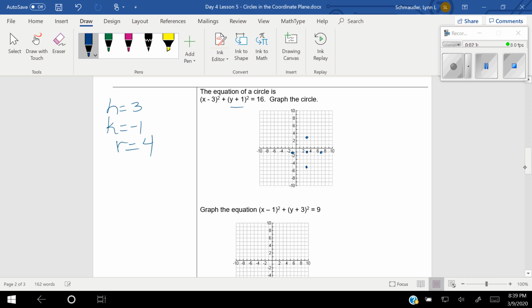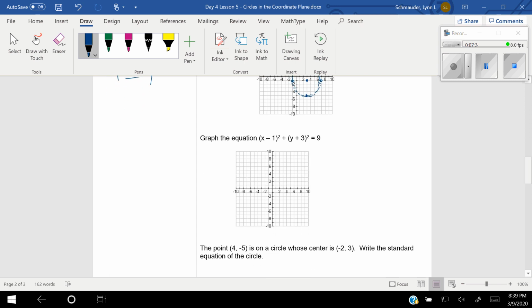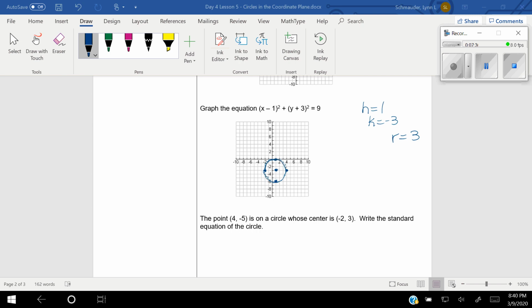And then again, I'm just going to start out by kind of dashing my circle in so that it's a little bit easier to make it look like a real circle if I don't try to draw a solid line. Maybe that's not easier for you, but it's easier for me. Okay, why don't you pause and do the next one and then come back and see if yours looks like mine. Okay, there's what I got. Is that what you got? Center is at 1, negative 3, and the radius is 3.